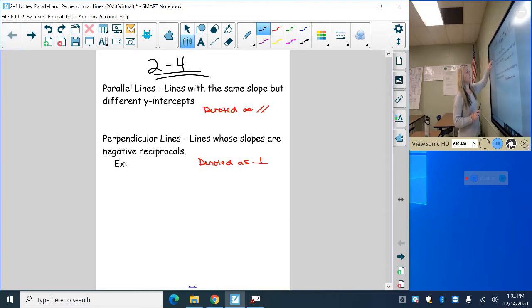First of all, before I move on, parallel lines are lines with the same slope that never ever touch. They go on and on forever. They never intersect. We denote them as two lines beside each other. So if you ever see this sign, that just means parallel.